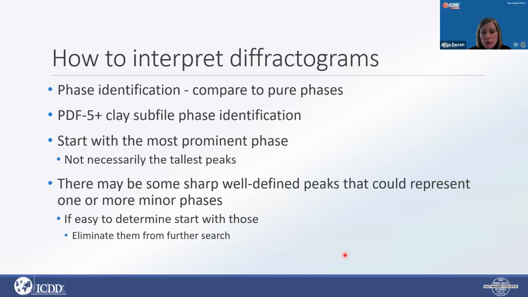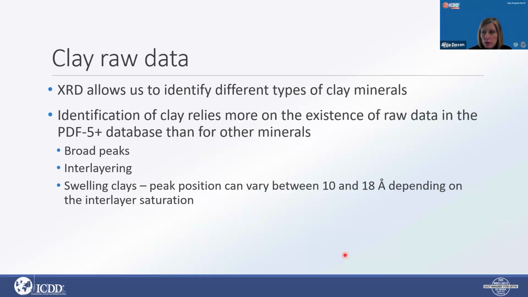If we define what our most prominent phase is, which in natural samples is most likely going to be quartz, we want to mark that one and then eliminate it from the further search, and then we can search for lower intensity phases.